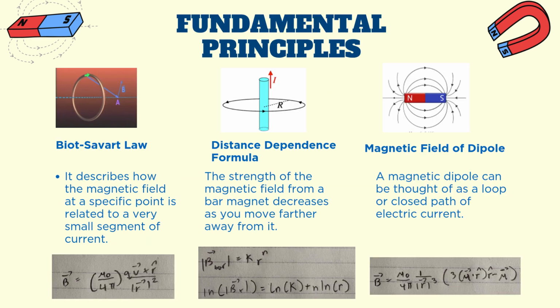Some of the fundamental principles that were utilized in the lab were the Biot-Savart law, which essentially describes how the magnetic field at a specific point is related to a very small segment of current, and then the distance dependence formula, which is the strength of the magnetic field from a bar magnet, it decreases as you move farther away from it, and then the magnetic field of a dipole. And this explains how a magnetic dipole can be thought of as a loop or a closed path of electric current.